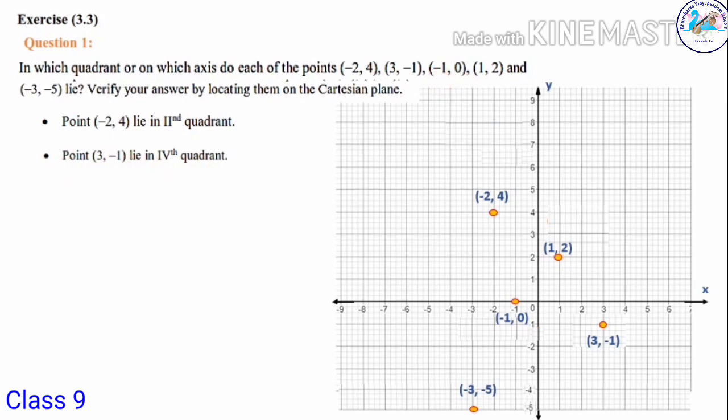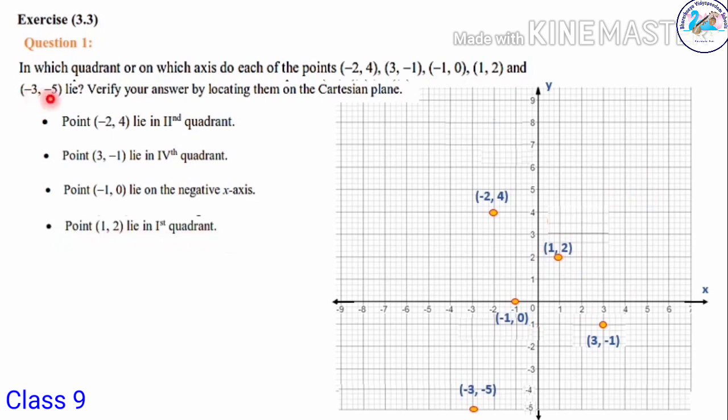Next point is (-1, 0). (-1, 0) is here. It is not in any quadrant. It is on the x axis. So we will write point (-1, 0) lies on the negative side of the x axis, or simply writing x axis is also no problem. More specifically, if you write, it is the negative x axis. Next one is (1, 2). Point (1, 2) is here. This is in the first quadrant. So we will write point (1, 2) lies in the first quadrant.